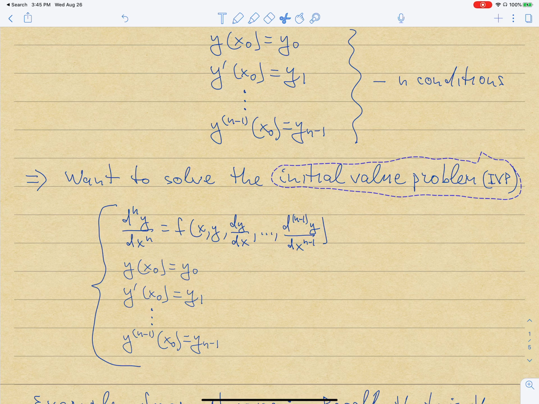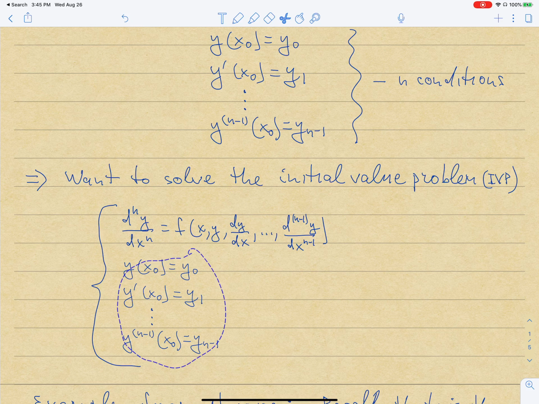One thing that I'm not going to expand upon at this point is that nobody says that you have to specify n conditions at one point. You might specify conditions at different points. For example, and we'll see that that will lead us eventually at some point in the future to something called boundary value problems. But we're not going to worry about that right now.